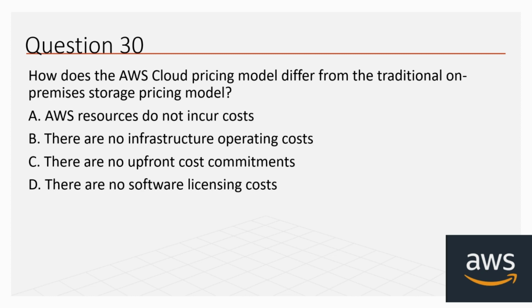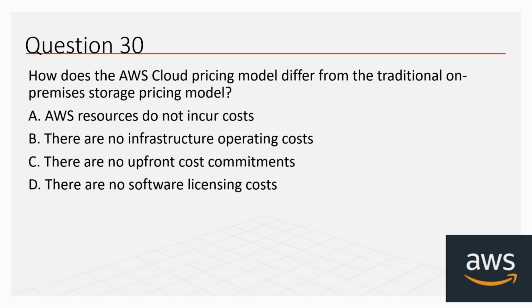Now let's see question number 30. How does the Amazon cloud pricing model differ from the traditional on-premises storage pricing model? And these are your options. Option A, AWS resources do not incur costs. Option B, there are no infrastructure operating costs. Option C, there are no upfront cost commitments. Option D, there are no software licensing costs.